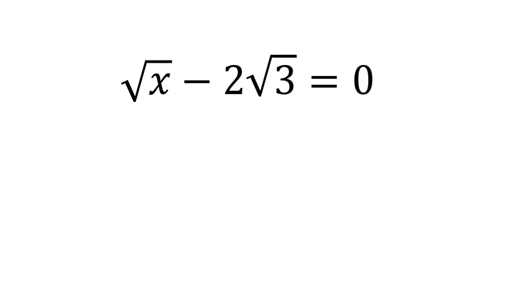All right, go ahead and copy. We have the square root of x minus 2 root 3 equals 0. Square root of x minus 2 root 3 equals 0.